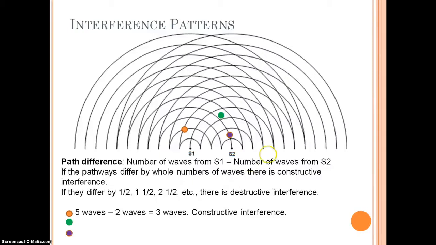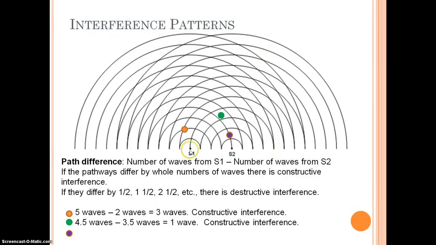So on the green one, I start from S1 and I count 1, 2, 3, 4 and a half. So there's a half. And then I do S2, I count 1, 2, 3 and a half. Because both of the paths have a half in it, the difference is still a whole number. So it's one wave, so it's constructive interference, which is what we expected from looking at the overlapping wave parts.